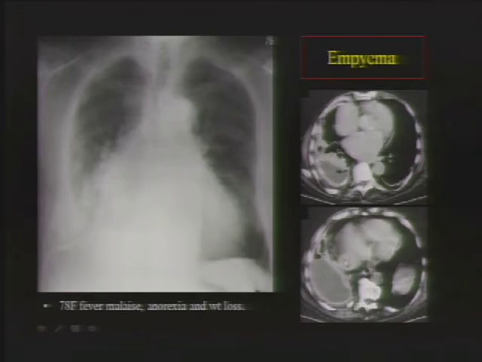Air in the pleural space is most often iatrogenic and related to recent instrumentation, but if there's no previous recent instrumentation, air in the pleural space nearly always indicates the presence of pleural space infection, i.e. empyema.